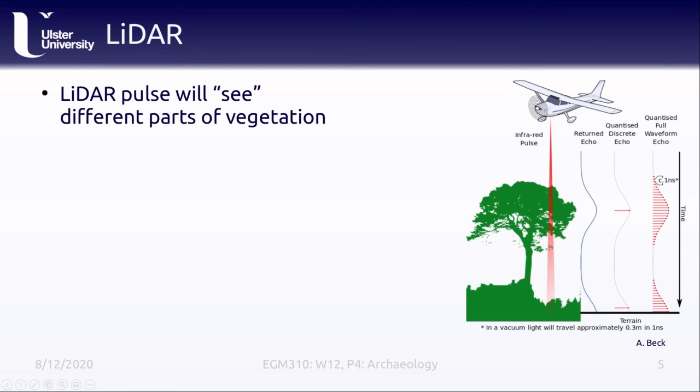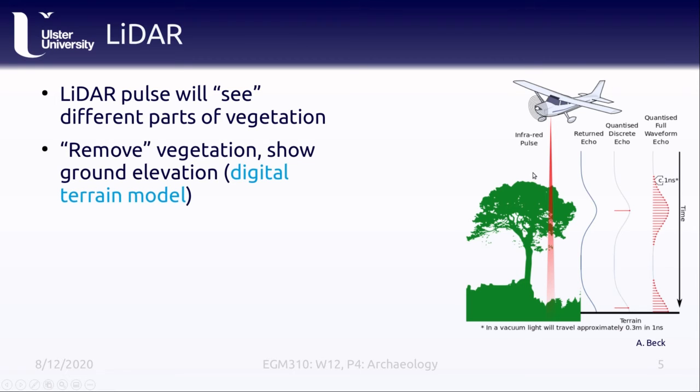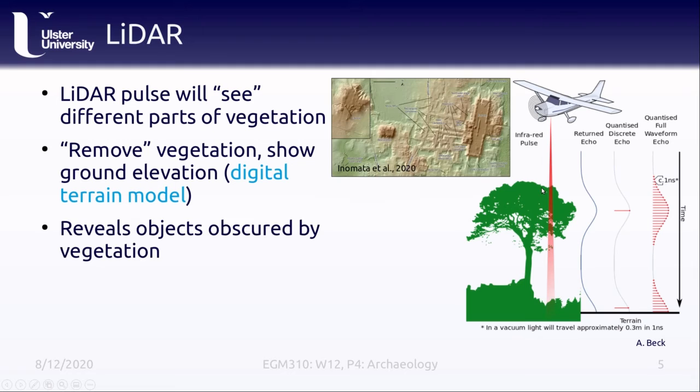A LiDAR pulse or signal will see different parts of vegetation cover. The signal returned will have peaks corresponding to the thickest parts of the vegetation cover and to the ground, as well as to intermediate parts of the cover. Using this, we can remove the vegetation from elevation models, leaving only the elevation of the ground, also known as a digital terrain model. As we've discussed, this can reveal objects that are obscured or covered by vegetation, such as the ruins at Aguada Phoenix and other Maya cities in Central America.